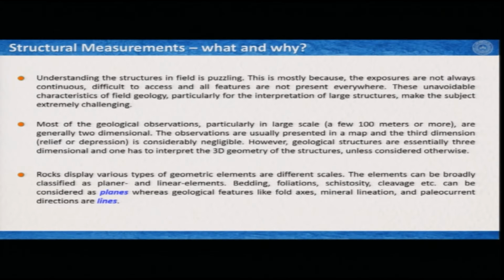And to understand all these deformation features, we have to identify and mark the various geometric elements that we see in rocks. And these elements you can broadly classify in 2 different categories. One is planar and another is linear. To give examples of planar elements in deformed rocks, you can consider bedding planes, foliations, schistosity, cleavage, etc. And on the other side, the linear features are mostly intersections of 2 planes, which we call intersection lineations, fold axis, mineral lineation, paleocurrent directions, etc.